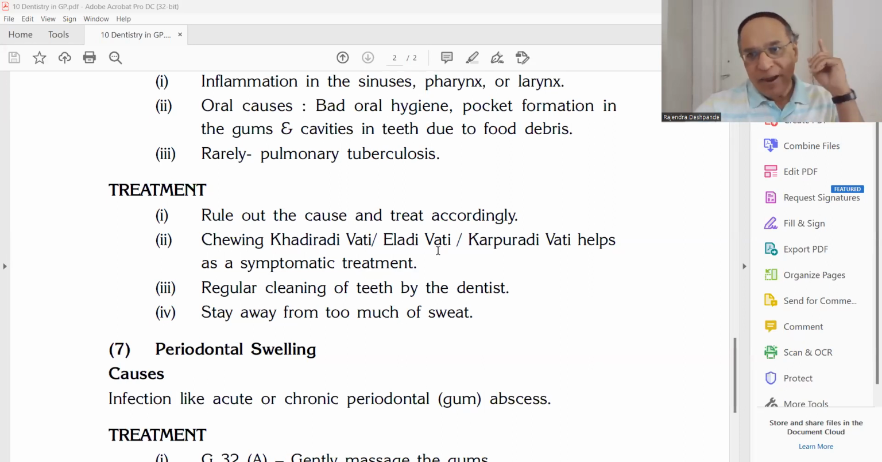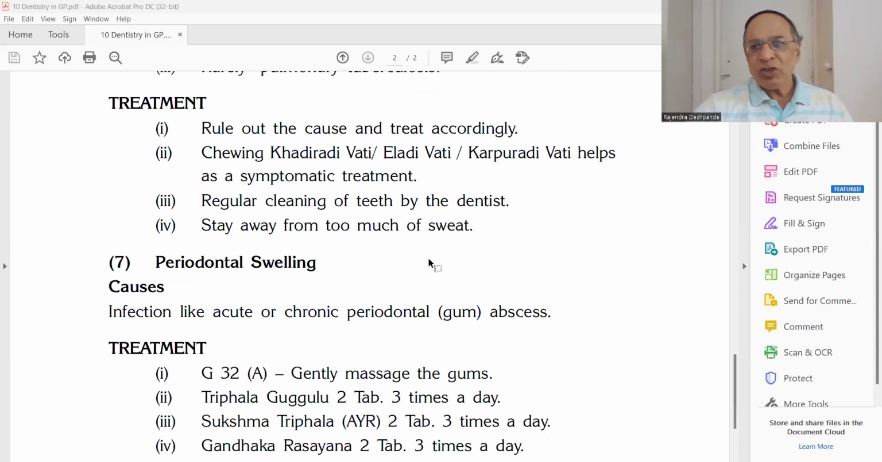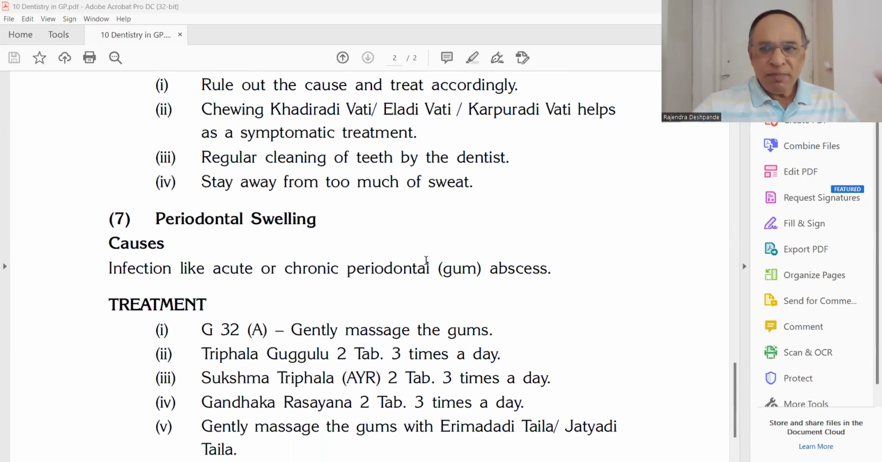Regular cleaning of the teeth by a dentist. Stay away from too much sweat. Okay, that means pitta prakopak ahar vihar should be avoided, because moreover this durgandhi, the house smell, is common with the pitta dominant prakriti. So you have to follow the pitta shamak ahar and vihar, food and lifestyle.